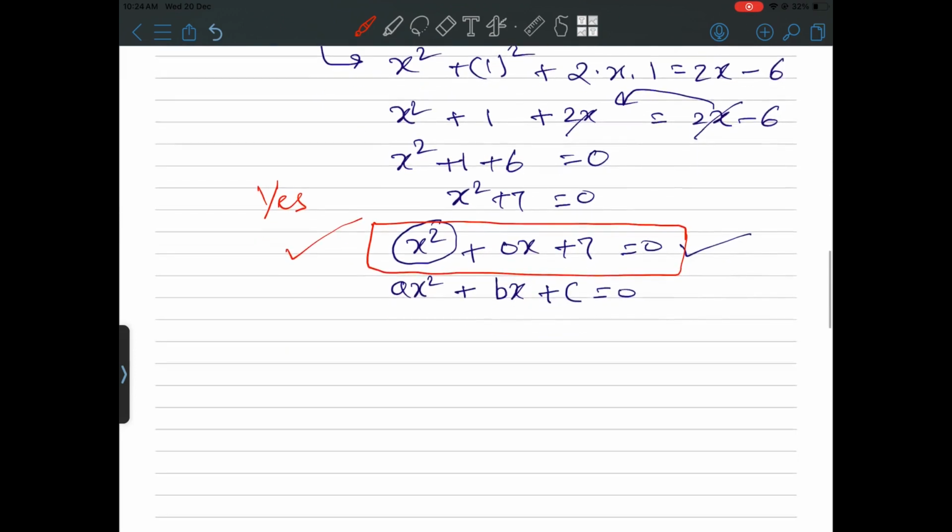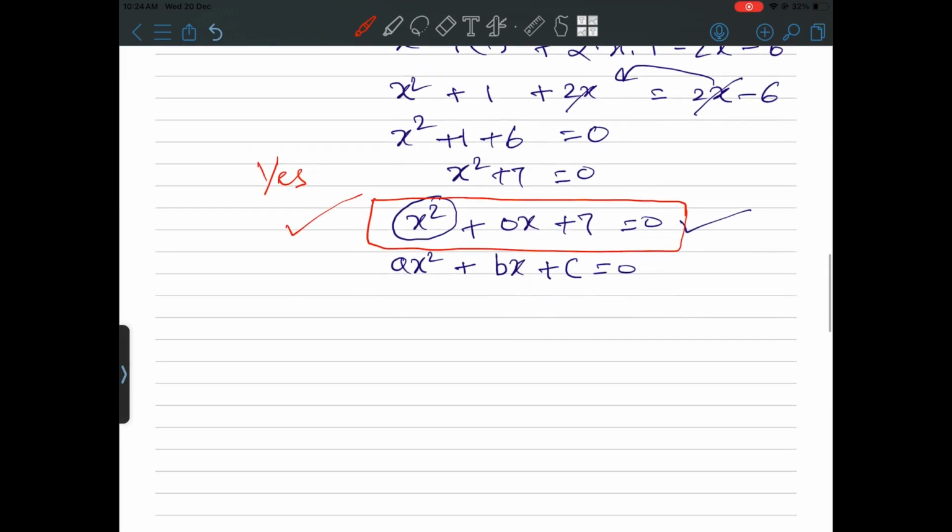Now let's see the second question, the second part of this question. I have your book open, so I can just write from there. You can also see your book if you want. So x square minus 2x is equal to minus 2 times 3 minus x.